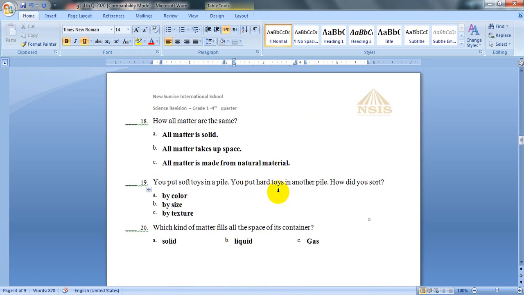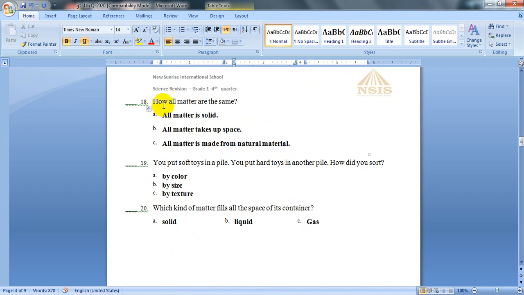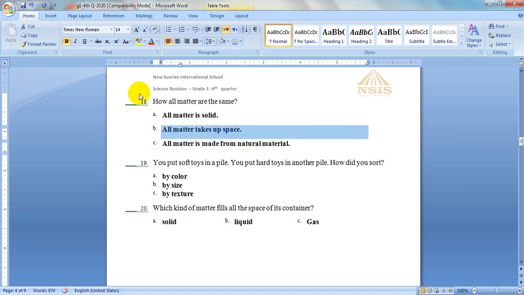Question number 18. How are all matter the same? All matter is solid, everything around us is just solid, or all matter takes up space, or all matter is made from natural material, things from nature, we don't make them. Which one's right? It's letter B. All matter takes up space.